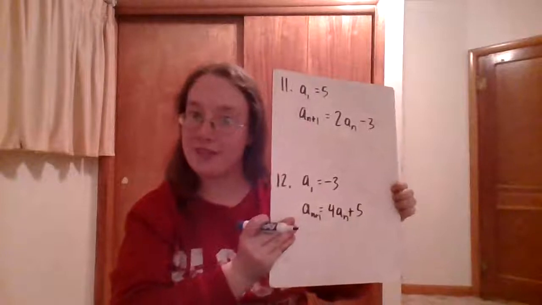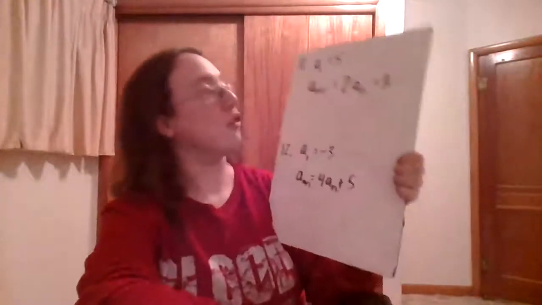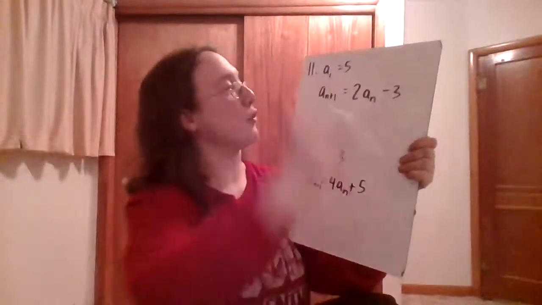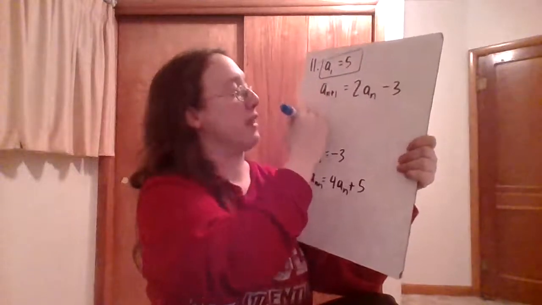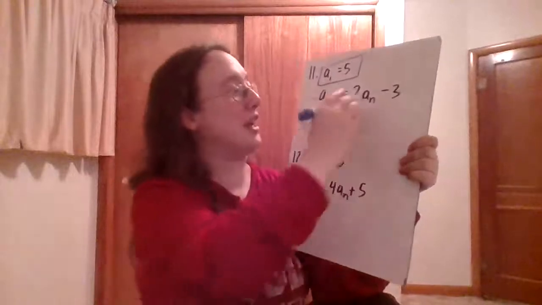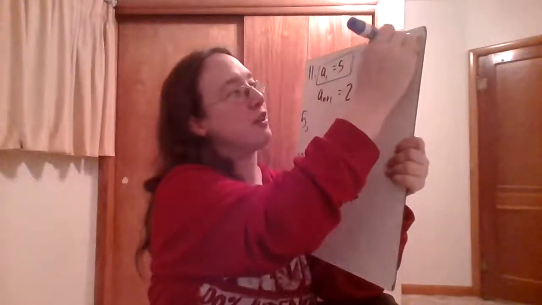Recursive formulas. And these ones we want the first, I think it was 5 terms. So we want the first 5 terms, and watch out for your first one's a freebie, because your first one is just this a sub 1 here. So your first one, we just want to repeat that 5 down here. And then if we want our next term, we're plugging that in here. So we got 2 times 5 minus 3.